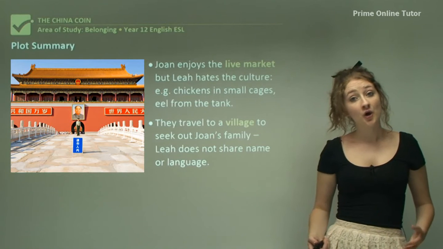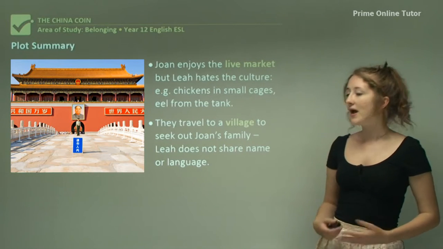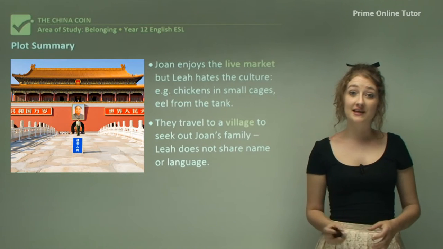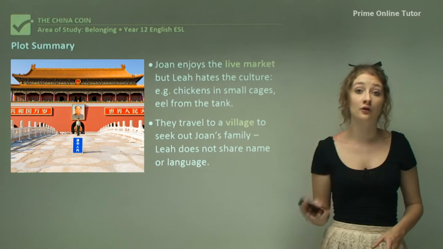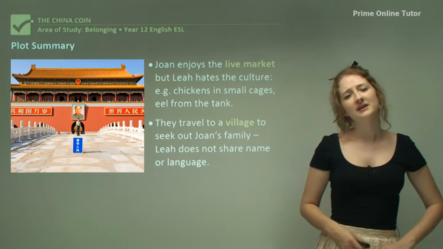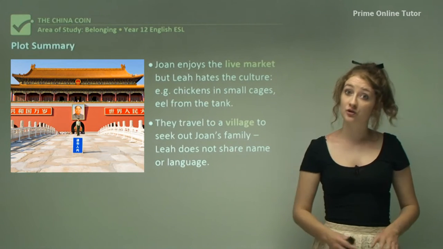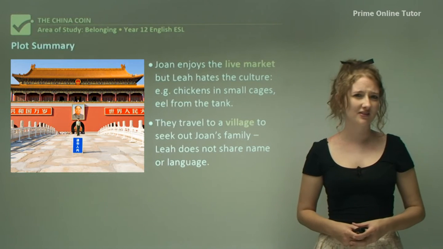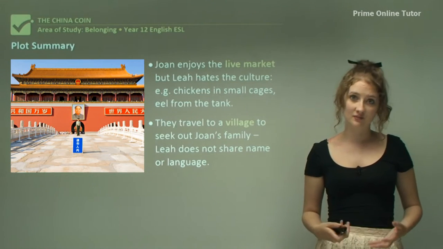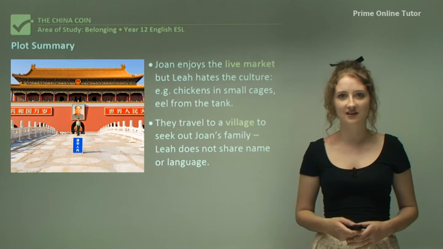They actually then go on to travel to a village where they seek out Joan's family. And basically what happens is because Leah doesn't have the last name of Joan's family, she obviously has her father's last name, she really doesn't feel that sense of connection to her extended family, which her mother does. So again, we're getting that sense of lack of connection and displacement. She's really not feeling that sense of belonging.